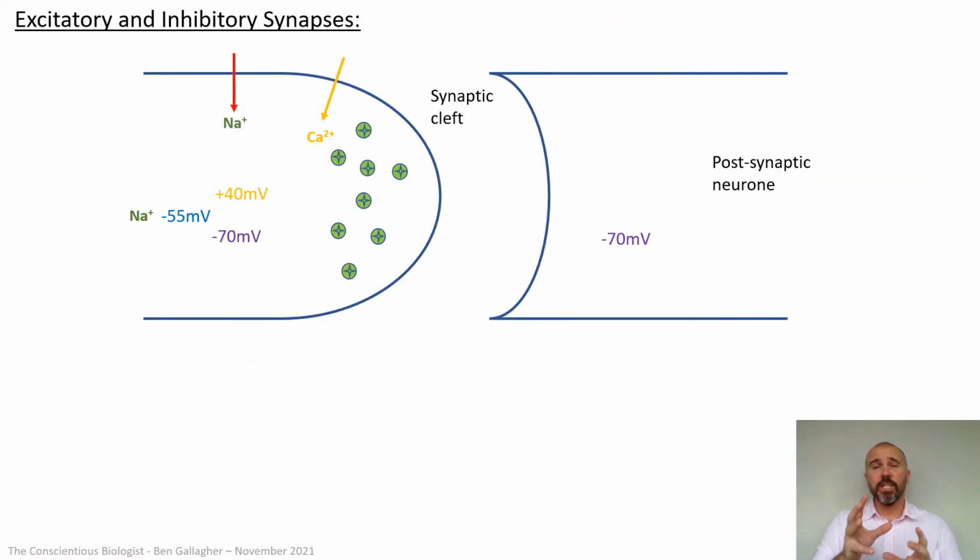Really quickly, we just need to look with synapses at the difference between excitatory and inhibitory synapses. What that means is that some synapses excite a nerve impulse, cause a nerve impulse, want to send a signal to the brain. Others can inhibit the signal and stop a signal getting to the brain.